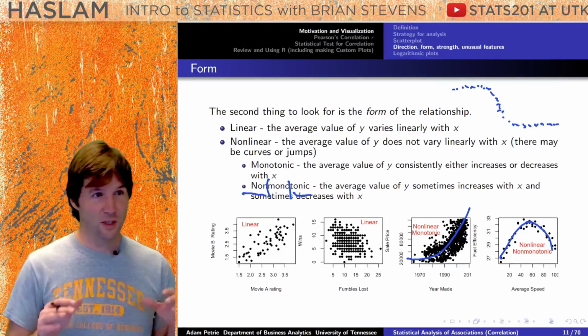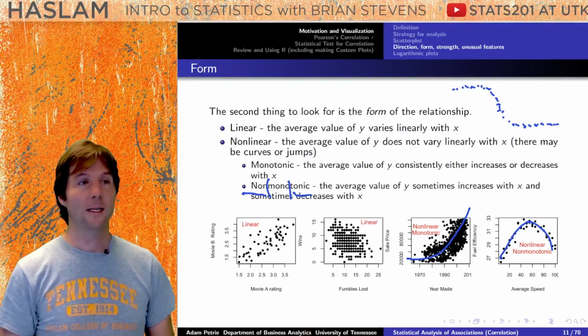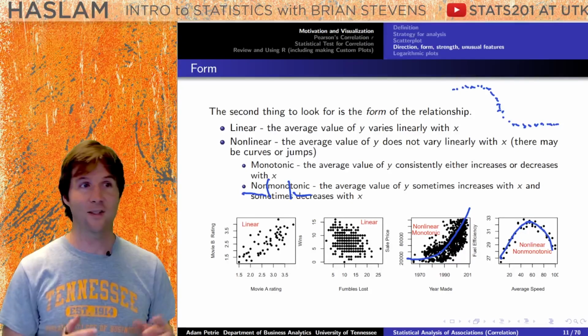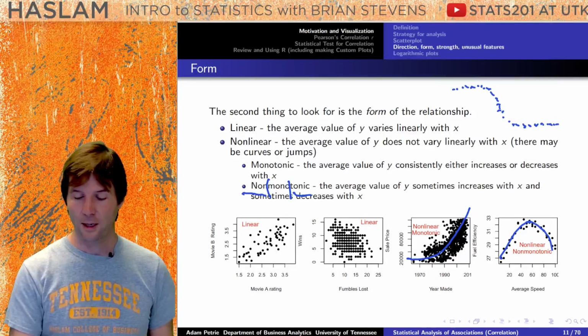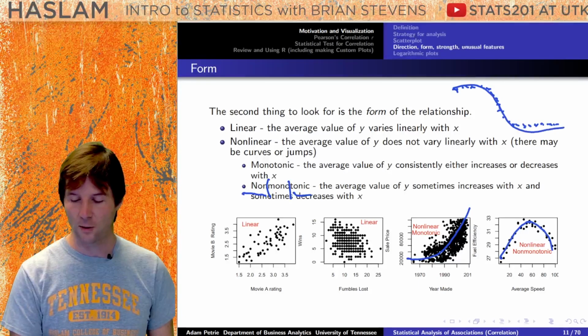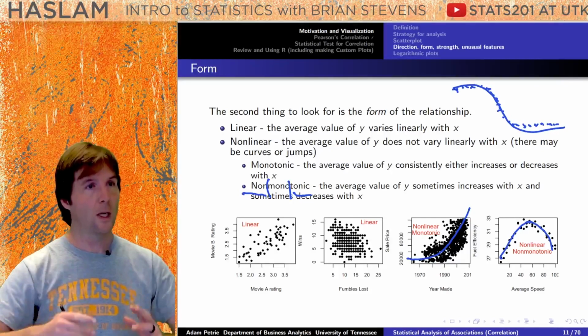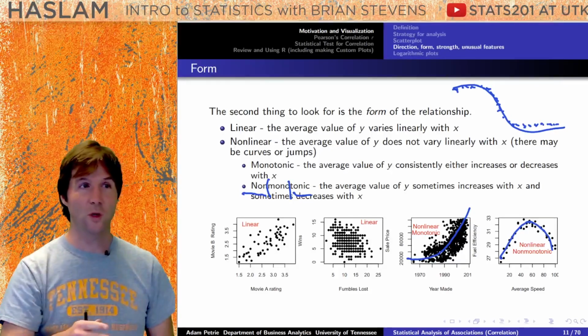And so a sigmoidal S-shape like that is monotonic down. It has a direction of down, it's nonlinear, and it's monotonic because it's going mostly down at all times. It never really goes back up. So monotonic is when the points go in one direction.